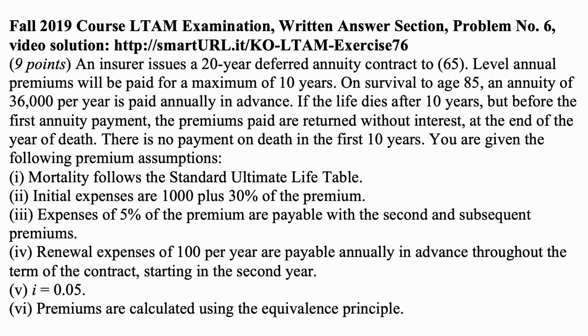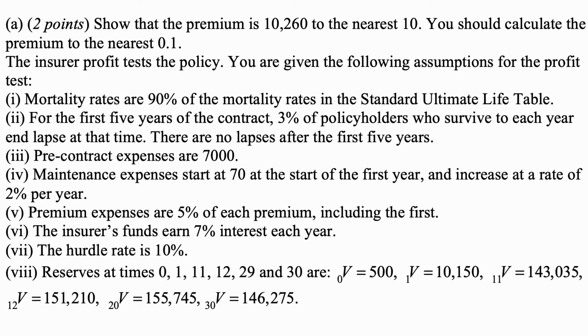You are given the following premium assumptions. Mortality follows the standard ultimate life table. Initial expenses are $1,000 plus 30% of the premium. Expenses of 5% of the premium are payable with the second and subsequent premiums. Renewal expenses of $100 per year are payable annually in advance throughout the term of the contract starting in the second year. Interest rate is 5%. Premiums are calculated using the equivalence principle. Question A. Show that the premium is $10,260 to the nearest 10. You should calculate premium to the nearest 0.1.